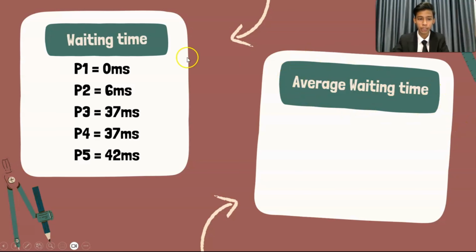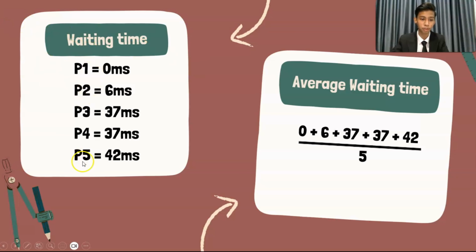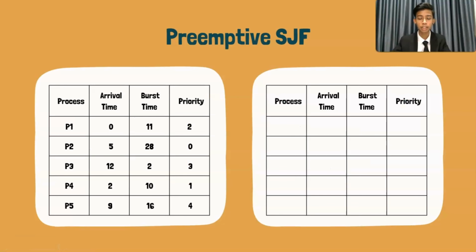To calculate the average waiting time, we have to add all the waiting times for all 5 processes. So for P1, which is 0, plus P2, 6 milliseconds, plus P3, 37 milliseconds, P4, 37 milliseconds, and P5, 42. And then we have to divide it by 5. Why 5? Because we have 5 processes right here. So when you add it all up and divide it by 5, you get 24.4 milliseconds. Next up, continuing on, is preemptive SJF.